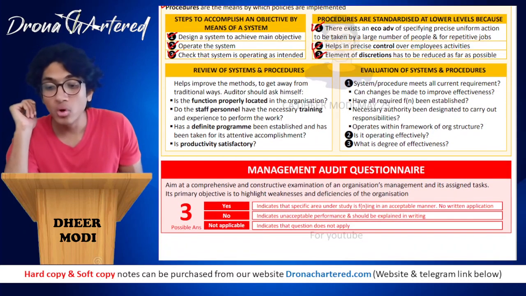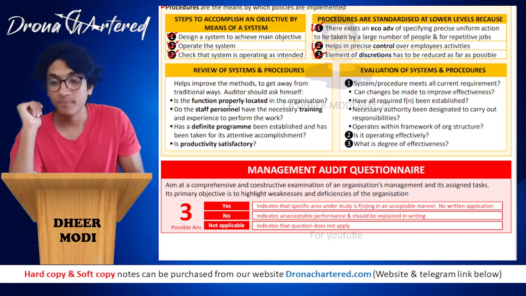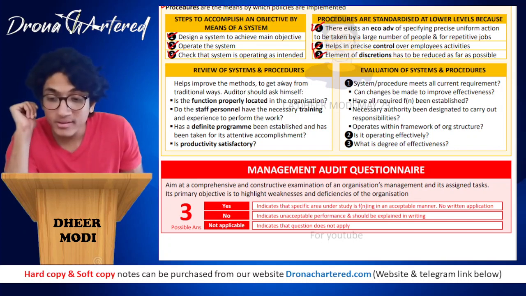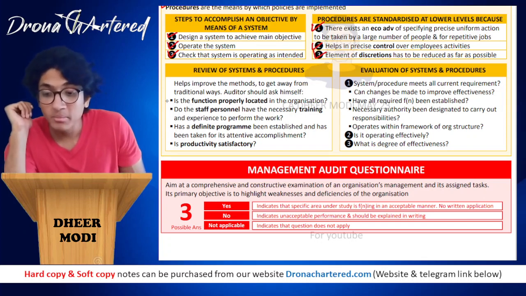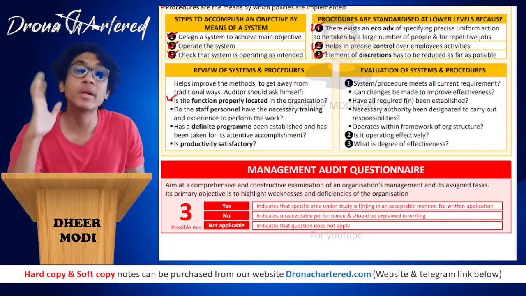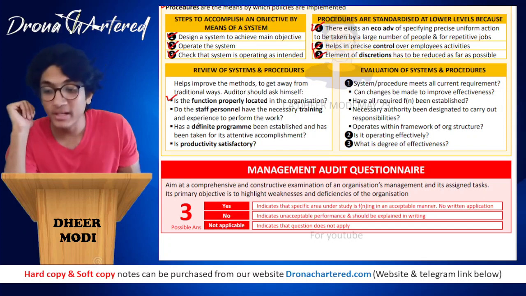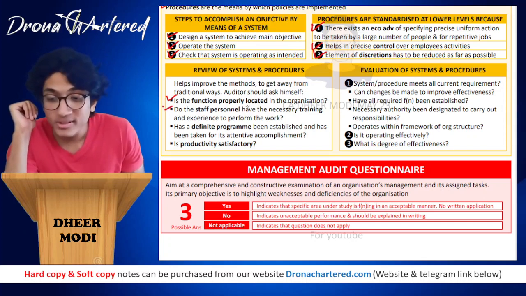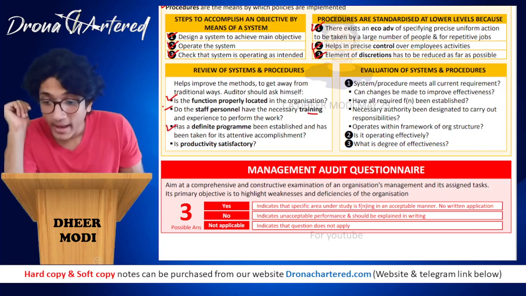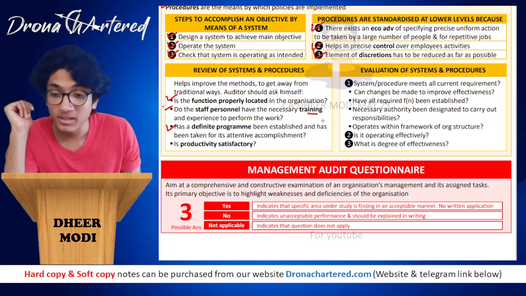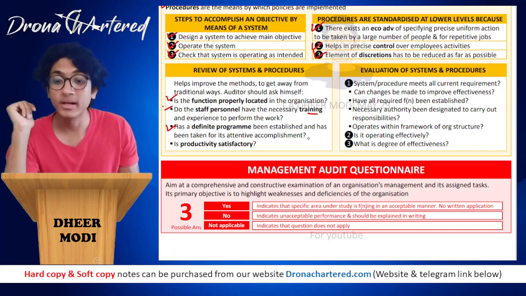Next is review of systems and procedures. Helps improve the methods to get away from traditional ways. Auditor should ask himself, is the function properly located in the organization? That means is it at the correct place or not? Do the staff personnel have necessary training and expertise to perform the work? Has a defined program been established and has action been taken for its attentive accomplishment?